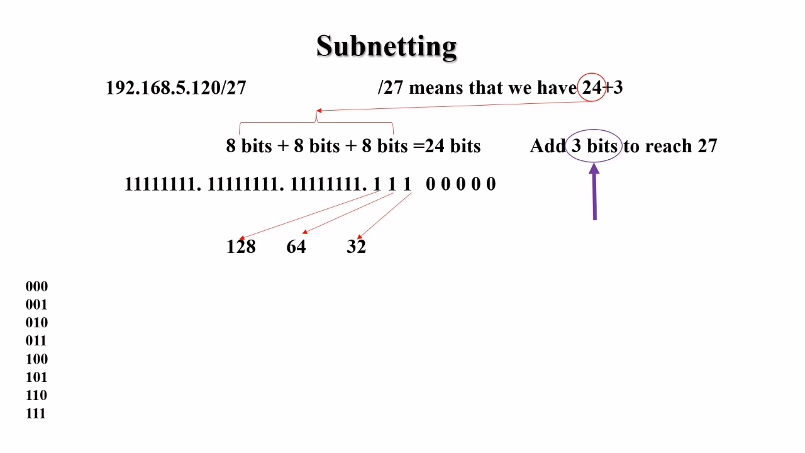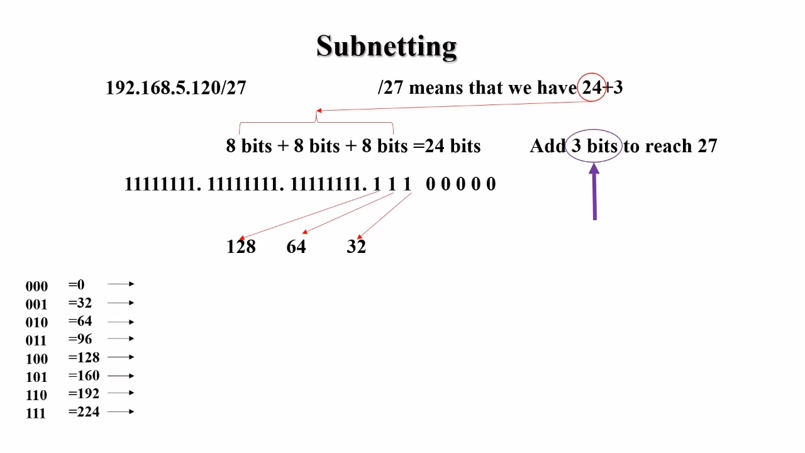Now 3 digits means that we may have 000, 001, 010, etc. till we have 111. Now the 000 is considered to be 0, 001 will be 32, 010 will be 64, 011 is their addition, which is 96, etc. The 100 is 128 till we reach the 224.